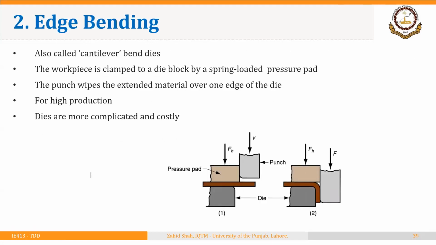Then we have edge bending, also called cantilever bending. The workpiece is clamped to a die block by a spring-loaded pressure pad. This is the pressure pad that holds the blank using a certain force. The punch wipes the extended material over one edge. So this is the punch, and it wipes the free end of the blank over this edge of the die. It is used for high production, and the dies are more complicated and costly.